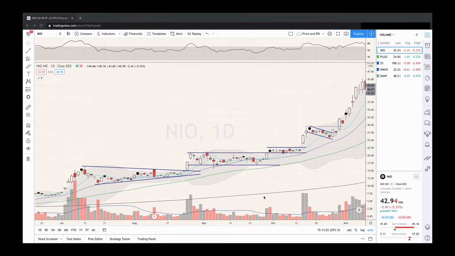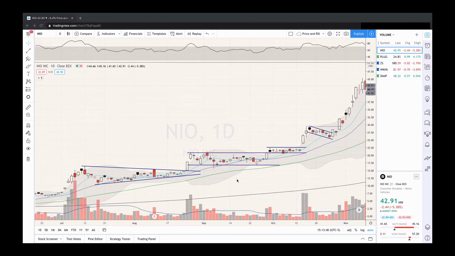Everything else serves to confirm or diverge with price, and you use them as indicators, whether that's volume, RSI, MACD, stochastics, advance-decline line. They're all used to either confirm or diverge with price as indicators. So we'll talk about volume.